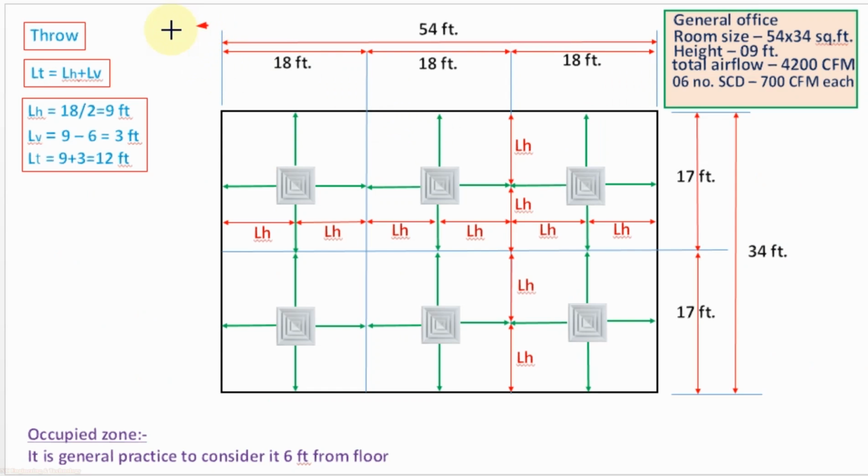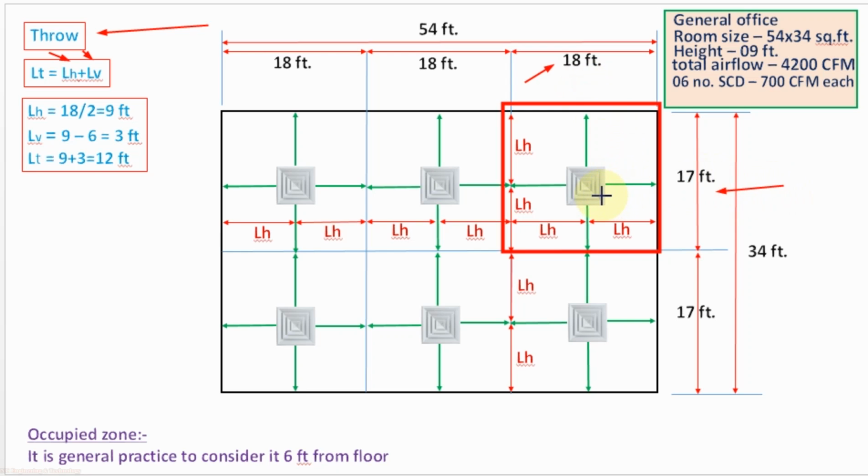Now we will calculate the throw for the diffuser. Total throw is equal to horizontal throw plus vertical throw. As we are supplying air to the office by 6 square ceiling diffusers, and these are 4-way types, we can divide this complete office space into 6 equal parts. Let us select one from these 6. One dimension of this one-sixth part of the office is 18 feet, and the other dimension is 17 feet. We will consider the larger, 18 feet.